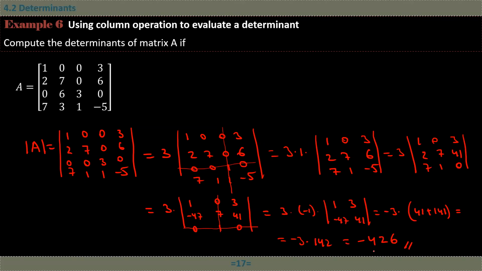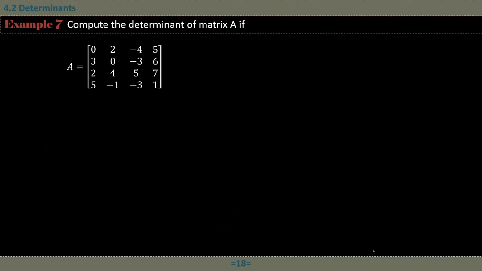So this determinant equals minus 426. Also in the quizzes or exams, in case you are required to show your work, you need to show it like this. Okay, compute the determinant of matrix A. So here nothing is mentioned.